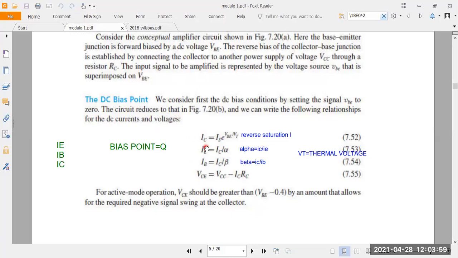Base current. The collector current, the output, is IS times e to the power of VBE divided by VT. Remember this equation. When you come to the small signal operation, you have to take IC, that is the output current equation. That should be equal to the reverse saturation current. Can anyone tell me what the reverse saturation current is?